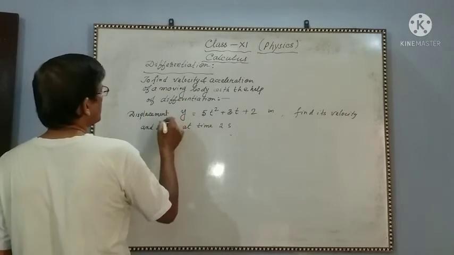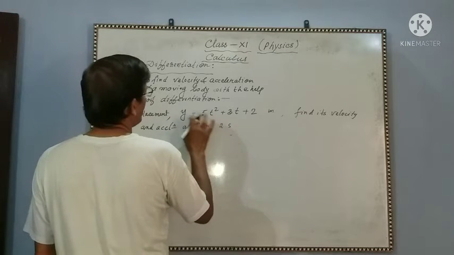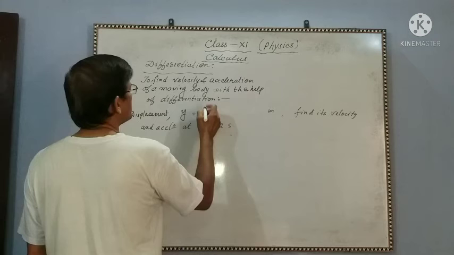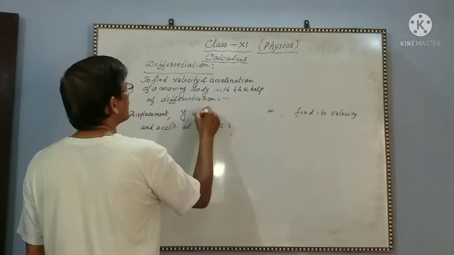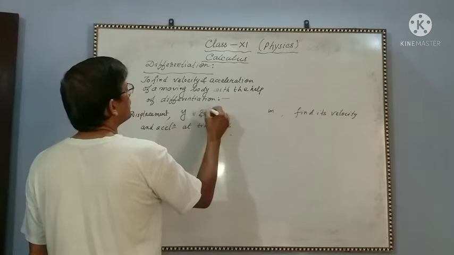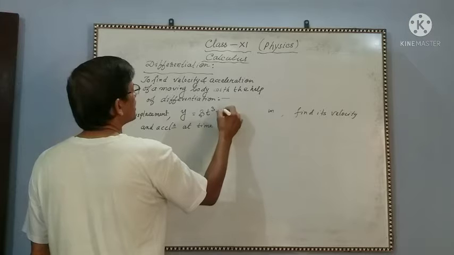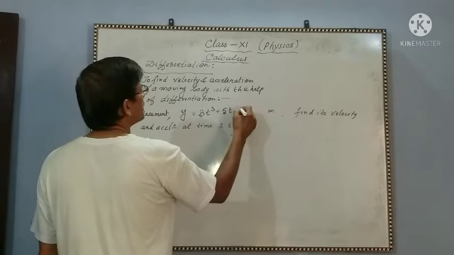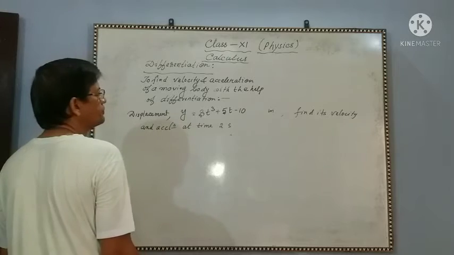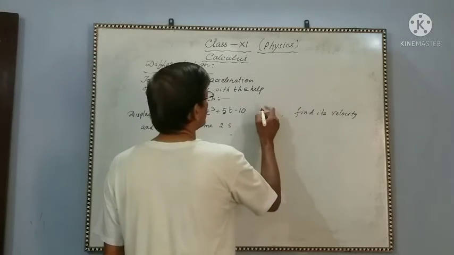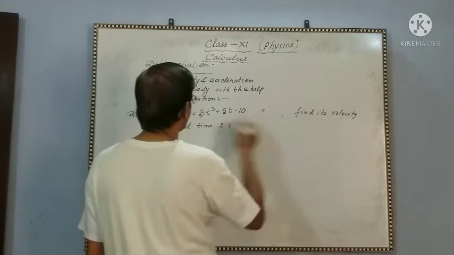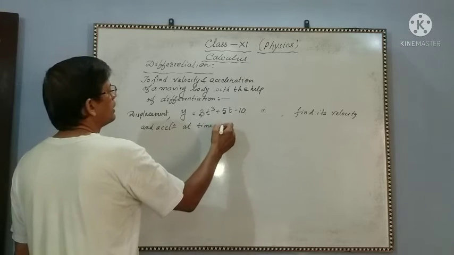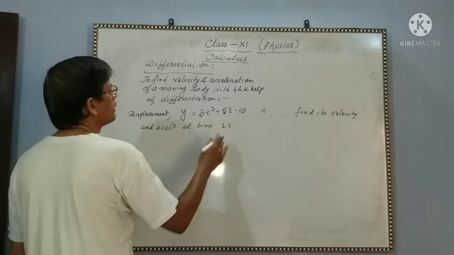Same displacement, y equal to, I am changing this. So this is 3t to the power 3 plus 5t minus 10 meter. Find this at t equal to 2 seconds, or suppose t equal to 1 second, 2 seconds.